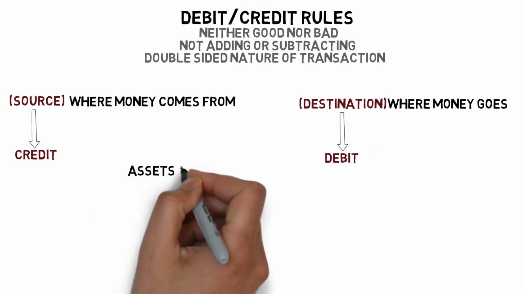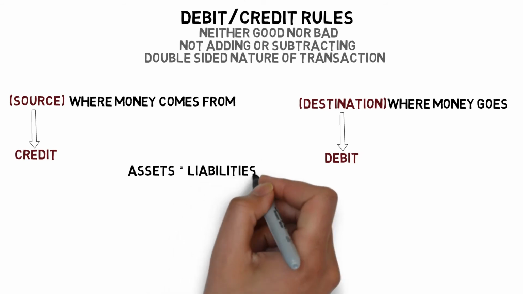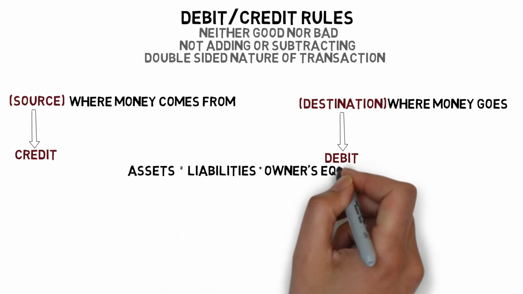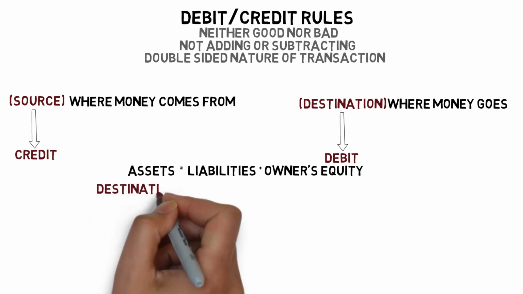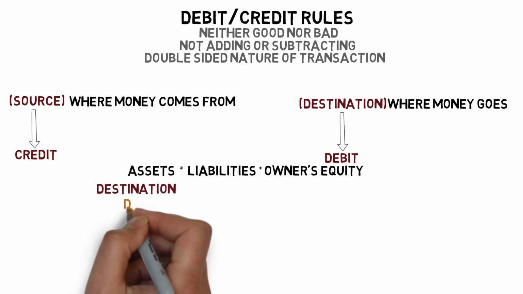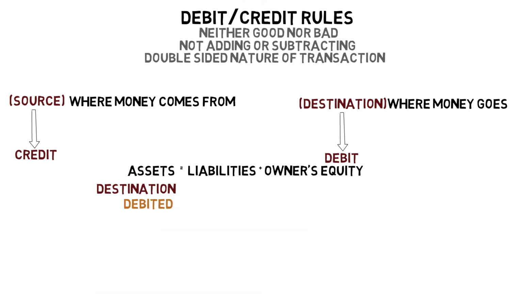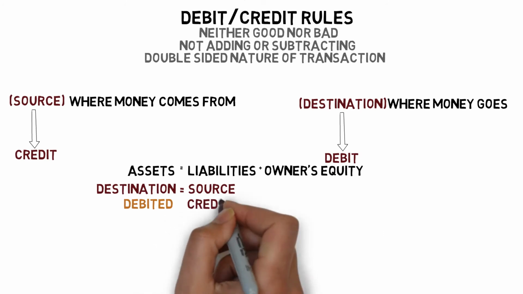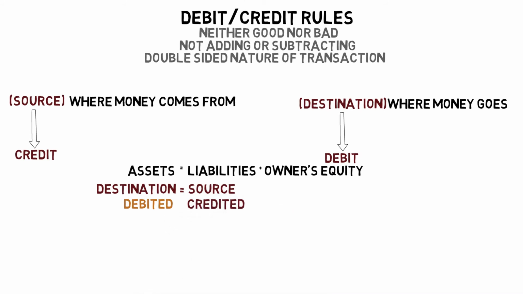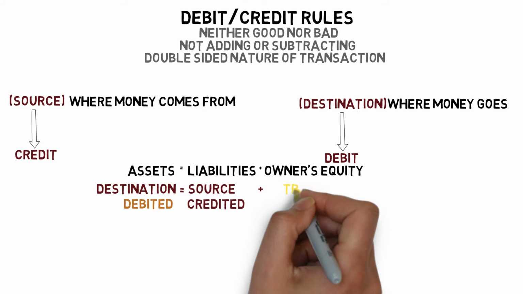Recalling the accounting equation, assets is equal to liabilities plus owner's equity. Assets are what the business invests in, meaning the destination, so they are debited. Liabilities are where the investment comes from, meaning the source, so they are credited. Owner's equity, on the other hand, is a little tricky.